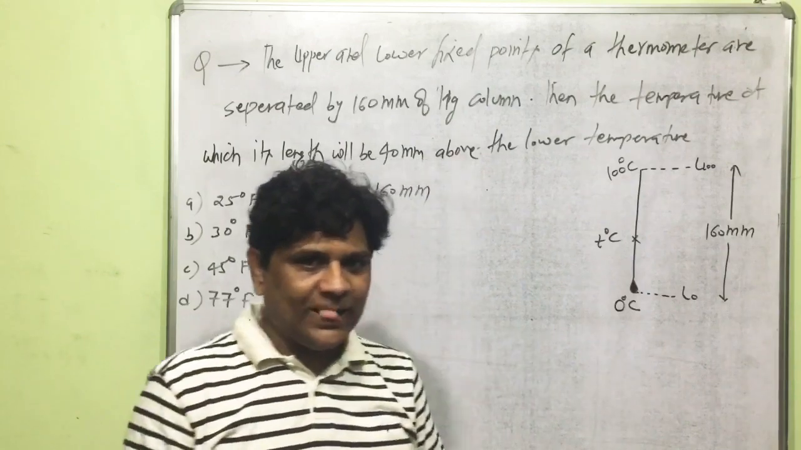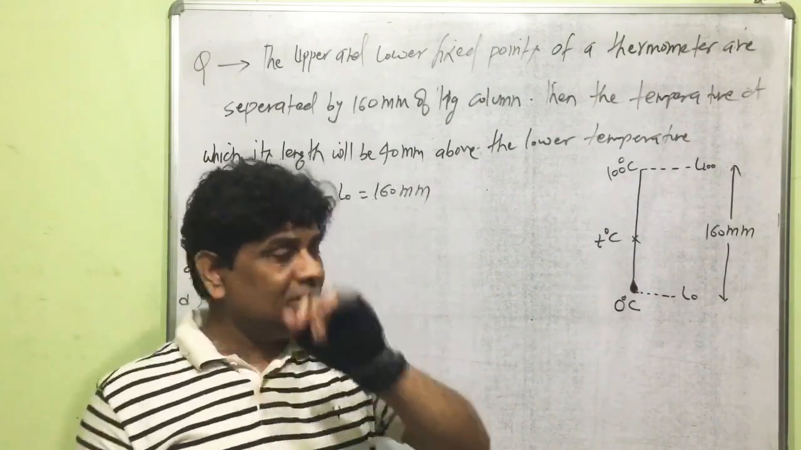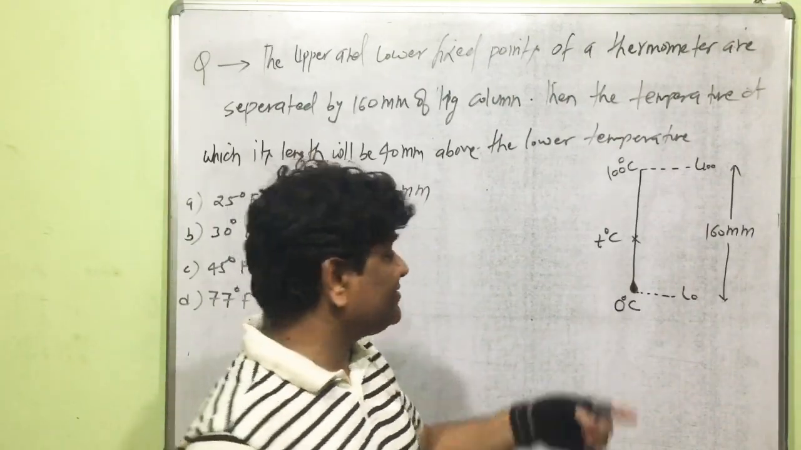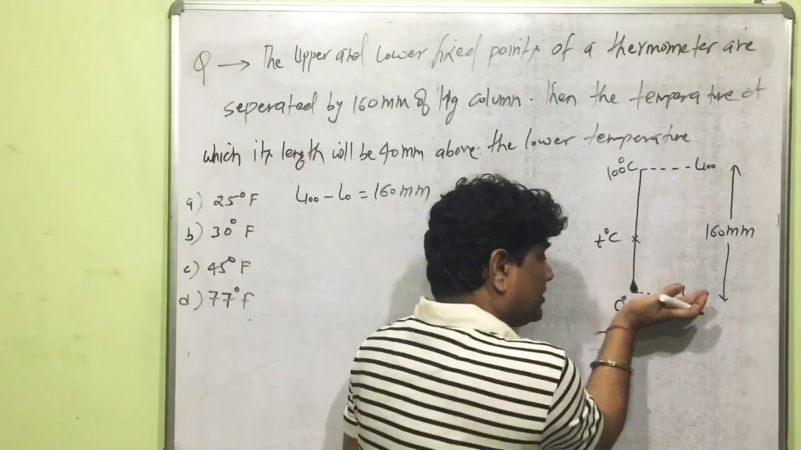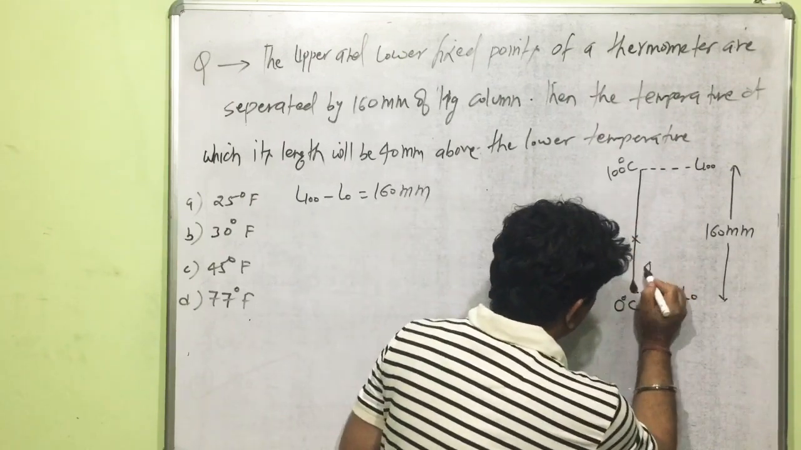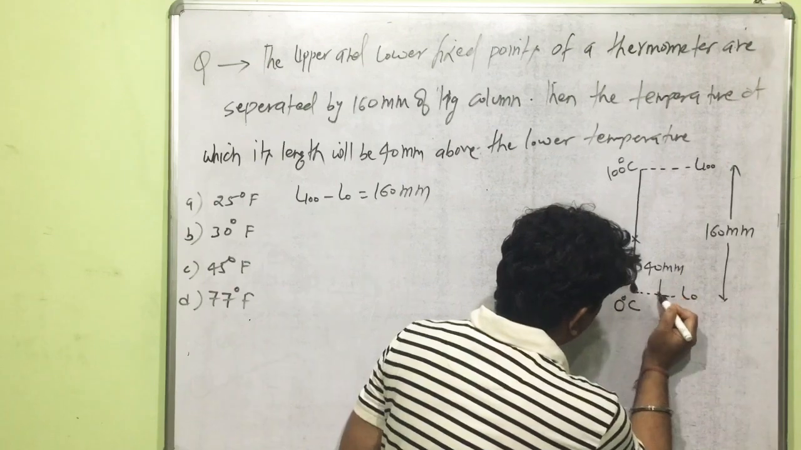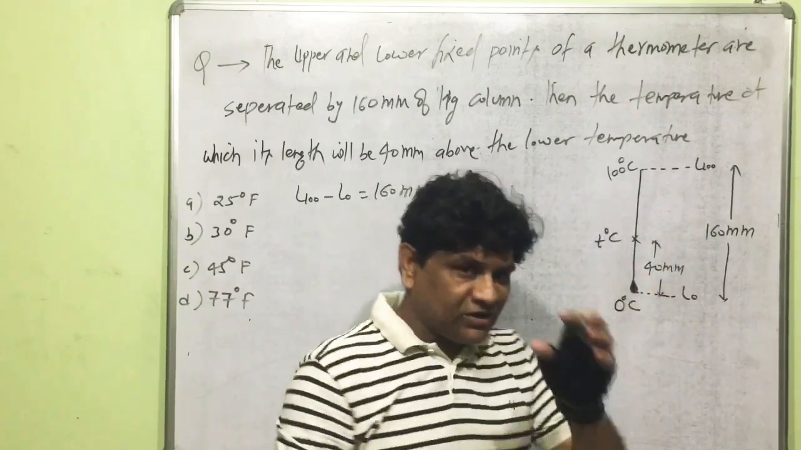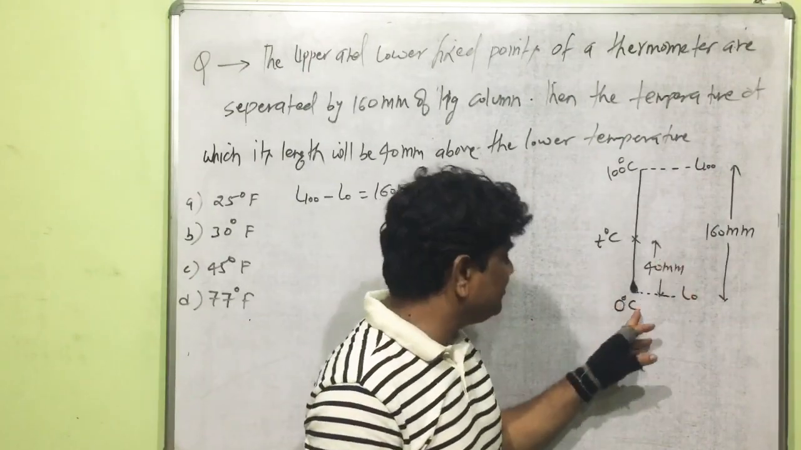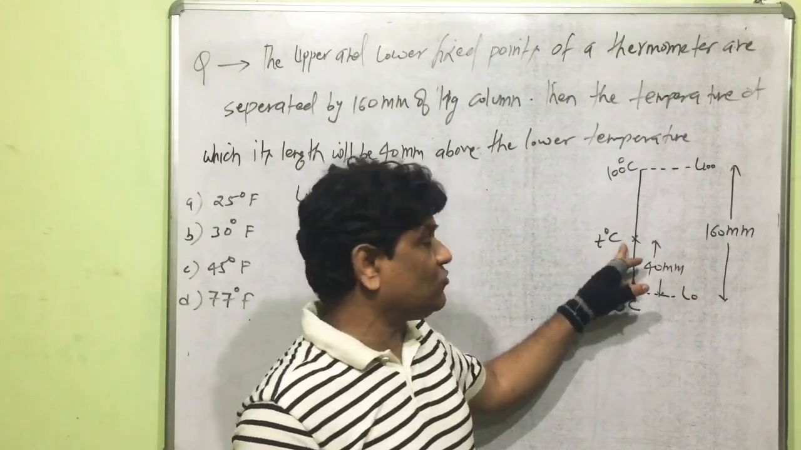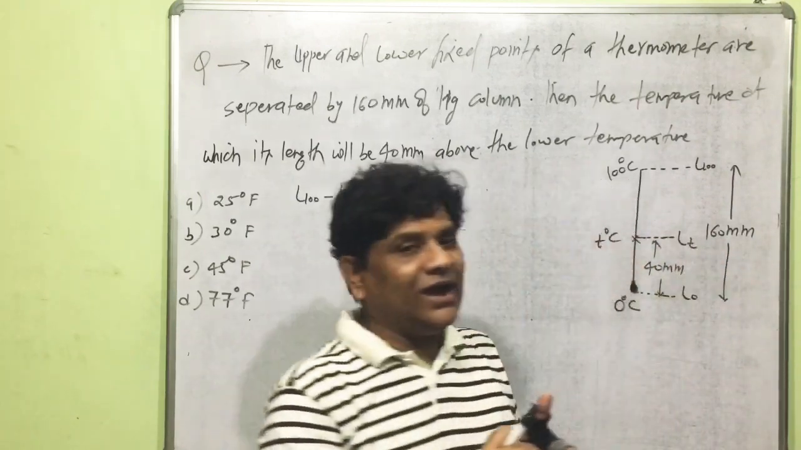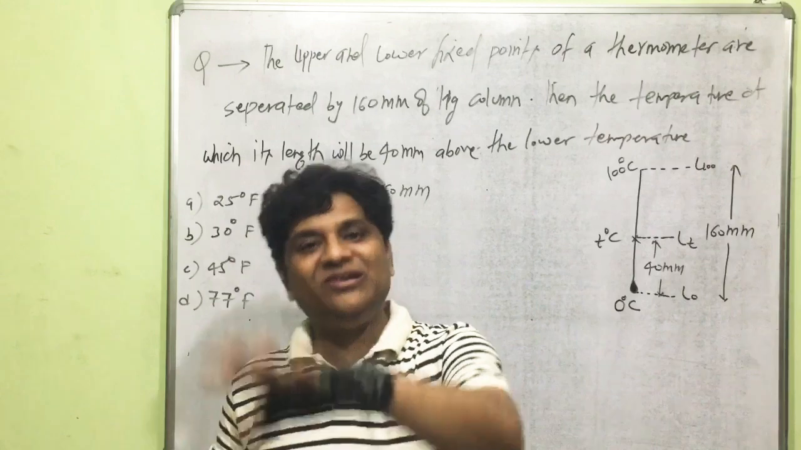Then the temperature at which its length will be 40 millimeter above the lower temperature. So above the lower temperature, this length is equal to given 40 millimeter. So we require the temperature when the length is 40 millimeter above the lower temperature. So that temperature is required. Here length will be Lt, the length at unknown temperature.